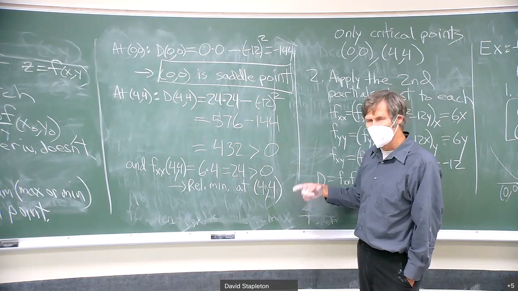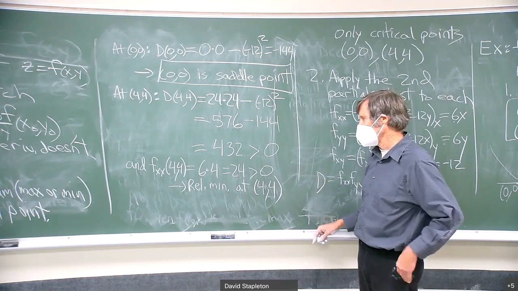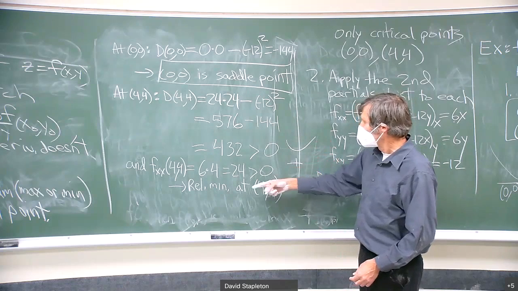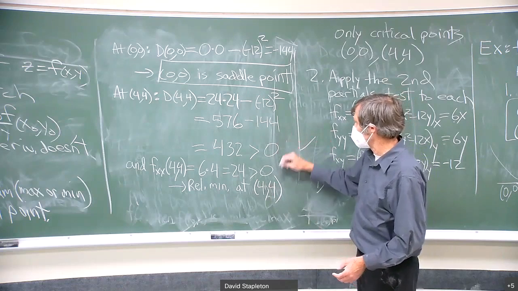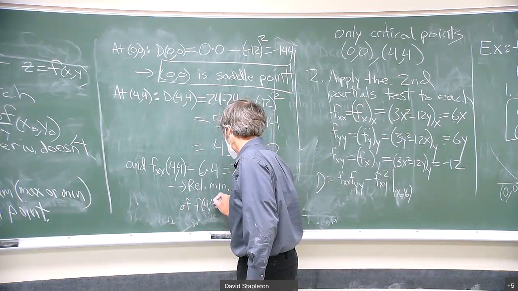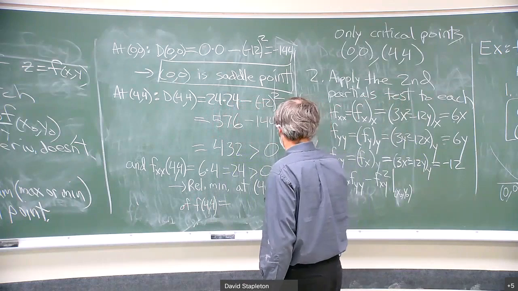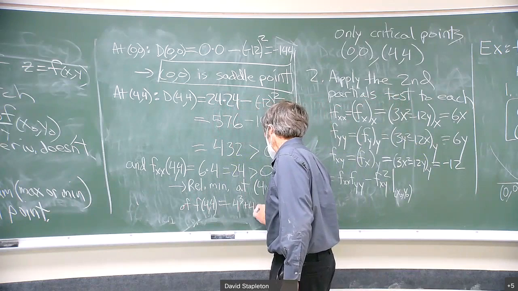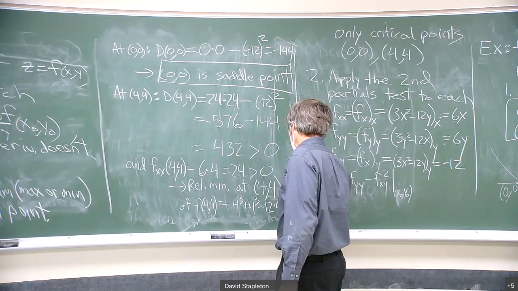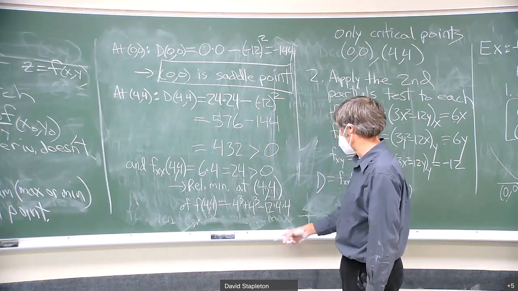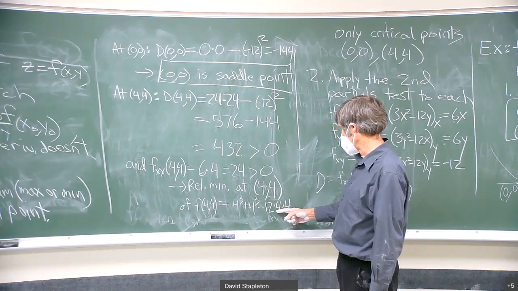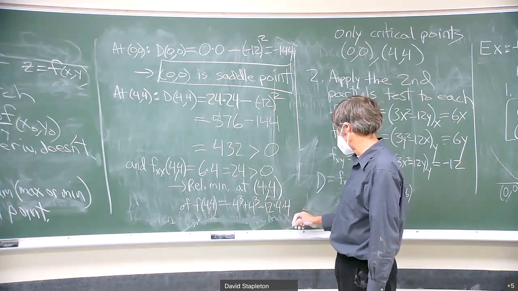Just like in calculus 1, it's the dependent variable. The relative minimum at the point x, y is the z value, the function value. So it's at 4, 4, f of 4, 4. You have to go plug it in. That equals 4 cubed plus 4 cubed minus 12 times 4 times 4. All right, so 64 plus 64 is 128, minus 48 times 4, 192.